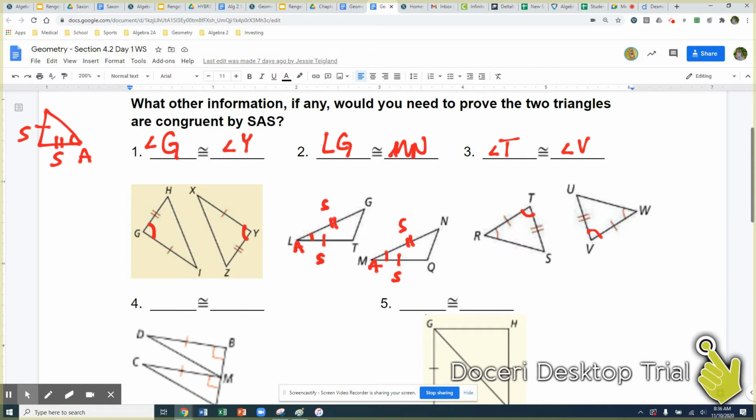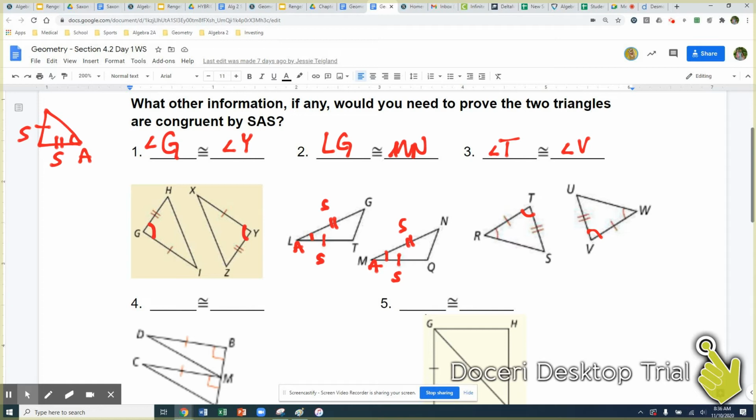You read that backwards, you can look at the word that it spells. Read it right to left. Okay? If you get that, SSA, ASS, there's no such thing as that. You can't ever do an SSA, ASS because those will not produce congruent triangles.